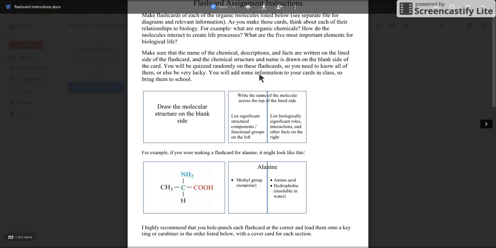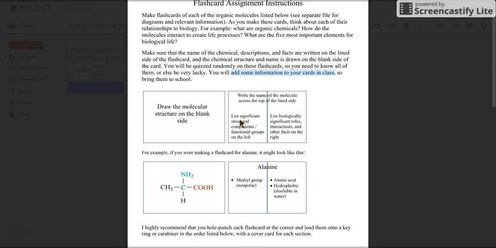You're going to add some information to your cards when we go over them in class. So I want you to bring the cards to school every day for the first month. I also want you to make sure that you don't cram a whole lot of information on the text side of your card, because you need to leave a good amount of space so that you can add stuff in as we go over it.